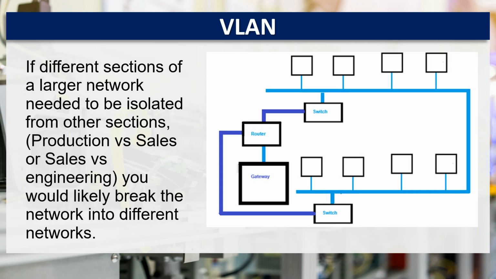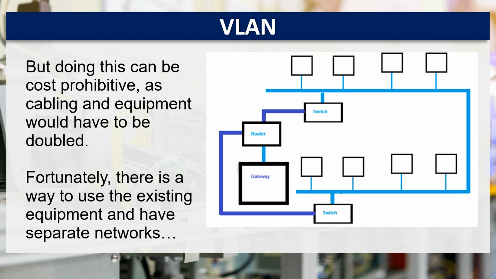If different sections of a larger network needed to be isolated from other sections, for example, production versus sales, or sales versus engineering, or accounting versus production, you would likely want the network broken into different networks. Unfortunately, doing this can be cost prohibitive, as cabling and equipment would have to be doubled, and then there's all the installation and then setting up.